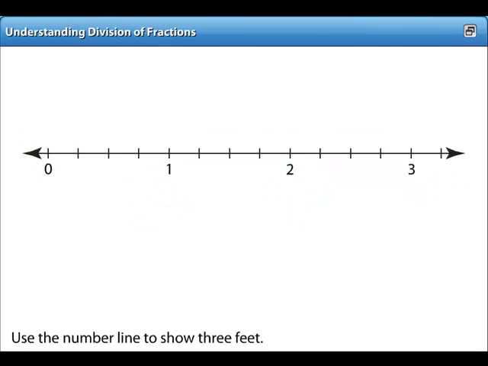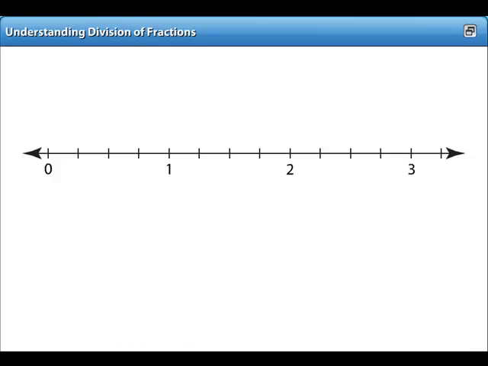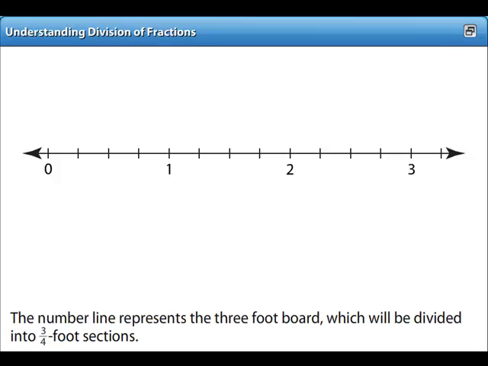Use the number line to show 3 feet. So we're showing 3 feet here, and each of those feet is broken into 1, 2, 3, 4 parts. Why use the number line with 3 units that are divided into fourths? Well, we have 3 units. Why? Well, we have a yardstick, and a yard has 3 feet. And we're breaking it into fourths because our fraction is 3/4. The number line represents the 3-foot board, which will be divided into 3/4 foot sections.